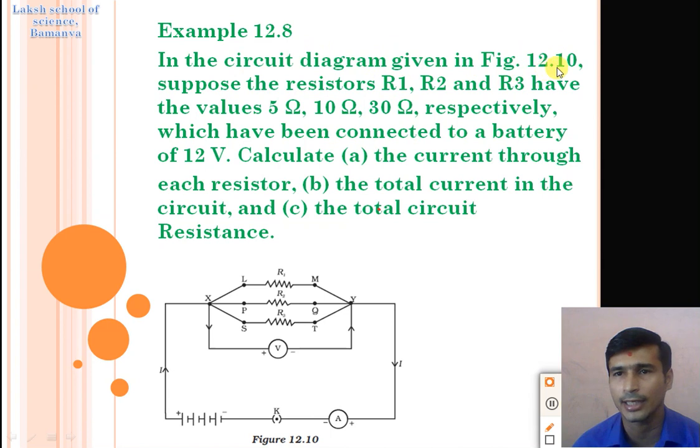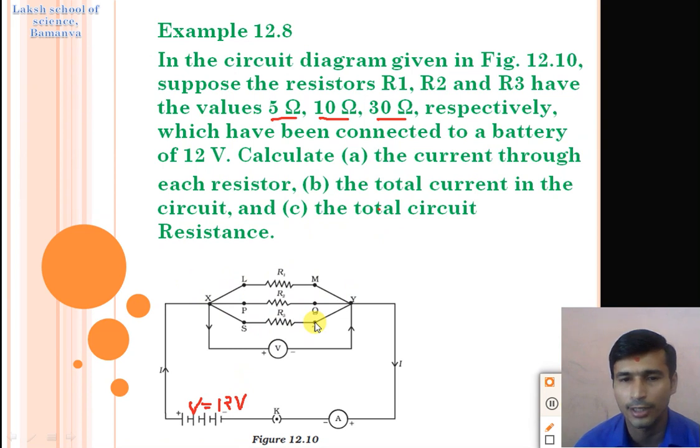In the circuit diagram, in the figure, R1, R2 and R3, three resistors are connected in parallel combination, and the values of these three resistors are given to you: R1 is 5 ohm, R2 is equal to 10 ohm and R3 is equal to 30 ohm, which have been connected to a battery of 12 volt. So the potential V is equal to 12 volt, right? What do we need to find? Calculate the current through each resistor: the current passing through R1, R2 and R3.